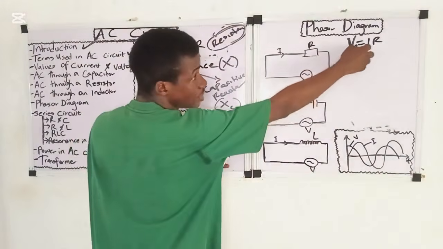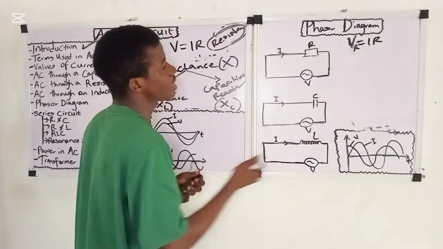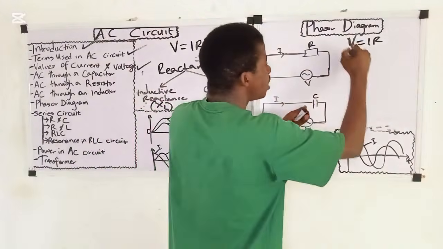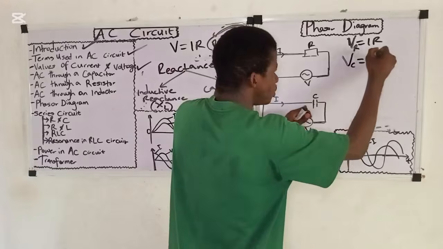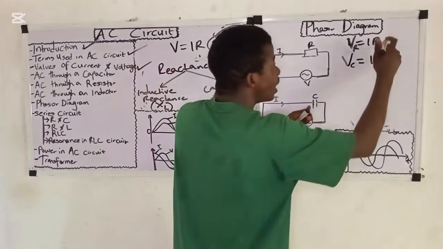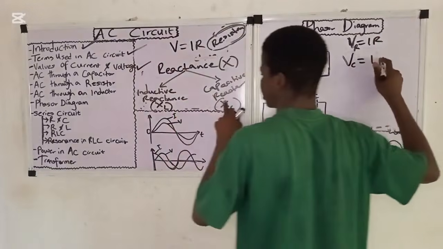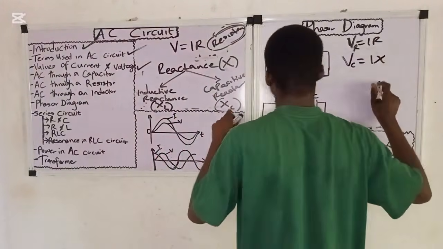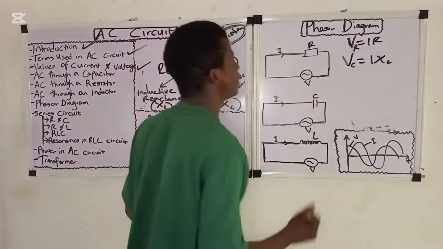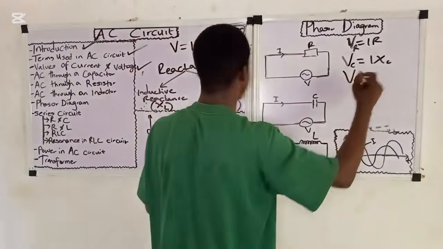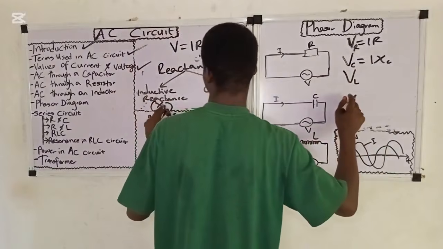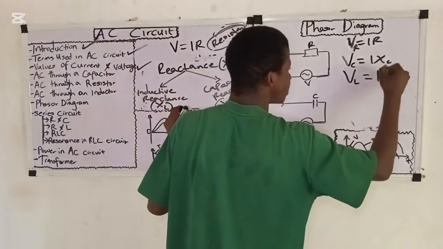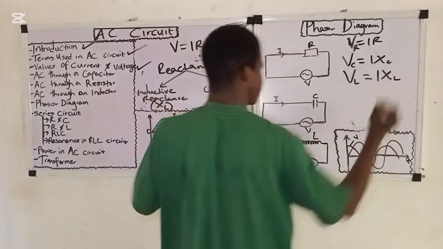Now, V_R is the voltage across a resistor, right? What about voltage across a capacitor? It will be V_C equals the current flowing through that capacitor times capacitive reactance. Then we also have voltage across the inductor, which equals the current flowing through that inductor times inductive reactance.